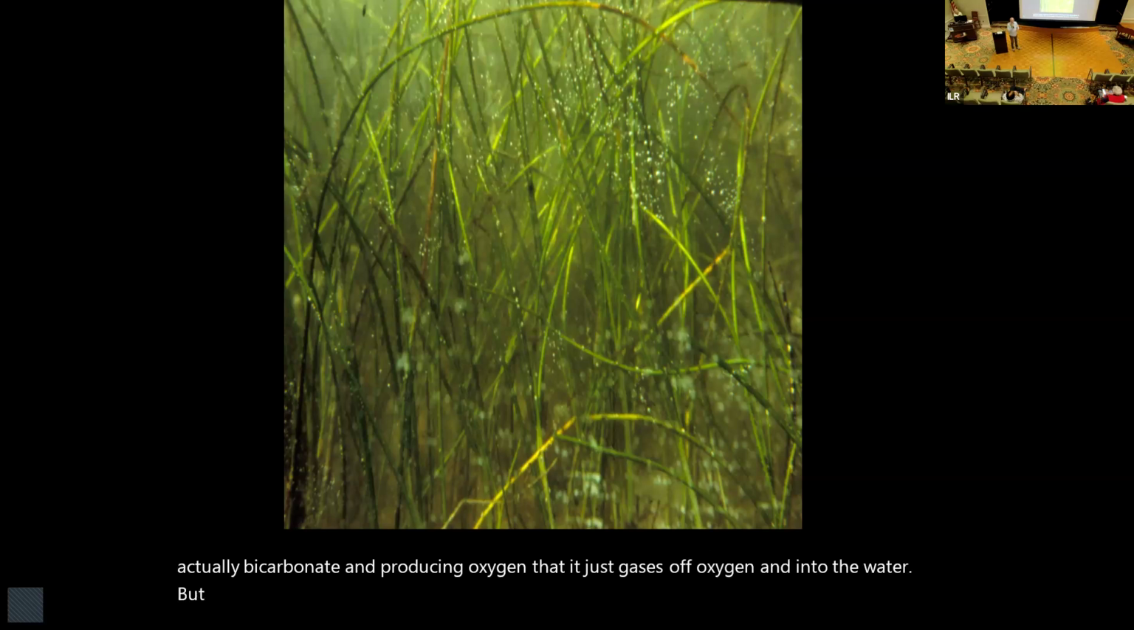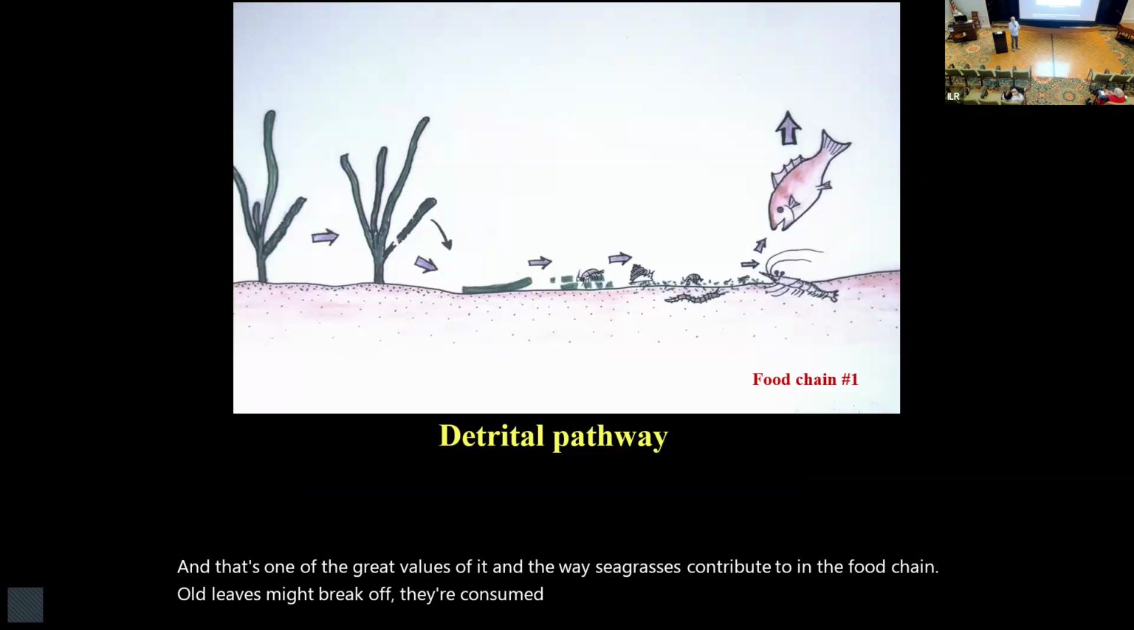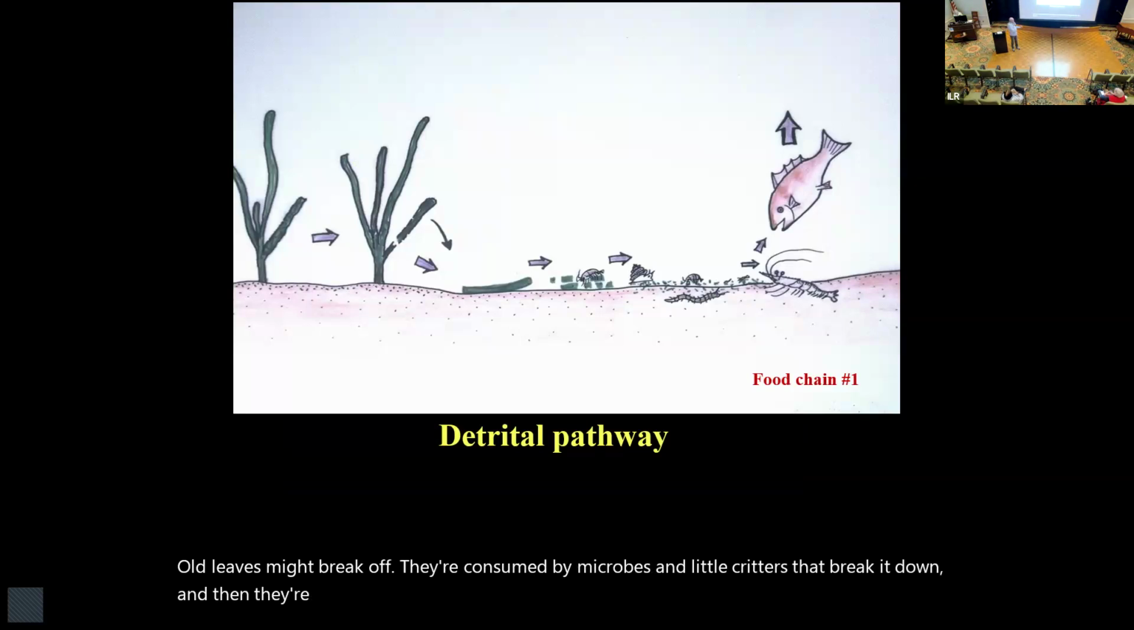But you can imagine if you were a little fish, a baby fish, that'd be a great place to hide. And that's one of the great values of it. And the way seagrasses contribute to the food chain, old leaves might break off. They're consumed by microbes and little critters that break it down, and then they're eaten by larger critters like the shrimp, and then by fish, and then we harvest those.